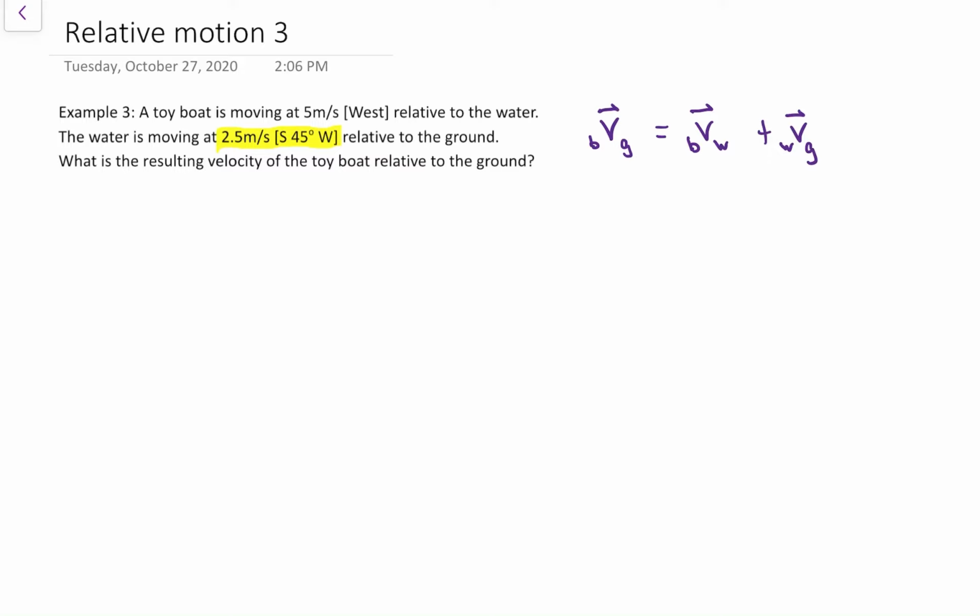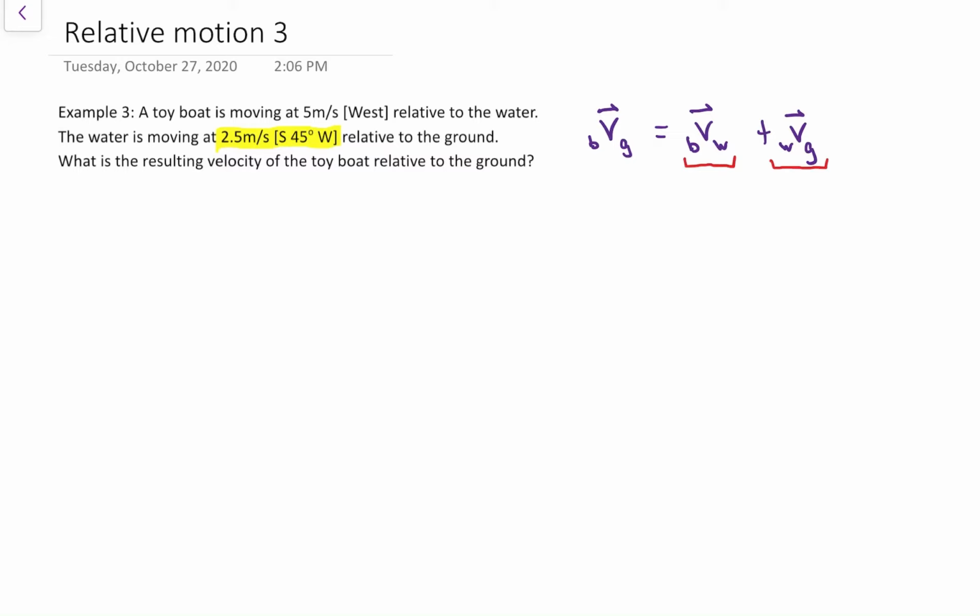In this one, we know both things about the boat relative to the water. It's moving 5 west. We know both things about the water relative to the ground. That's the 2.5 on the 45-degree angle. So this is one of those questions where I don't have to speculate, I don't have to guess. I can literally draw the triangle.